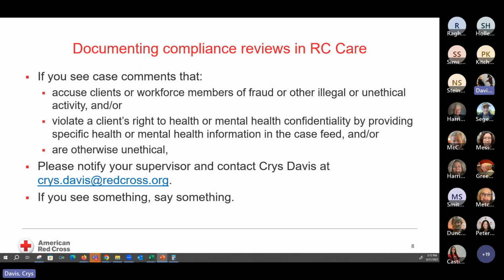We want to make sure that we are maintaining neutrality and protecting our workforce and protecting our clients. Anytime we put something into the case feed, that is a Red Cross business record, and we need to make sure we're documenting accordingly. So kind of keep that in mind. In general, as a workforce, we do a great job with that. So just kind of stay on the lookout, and if you see something, kind of be aware.